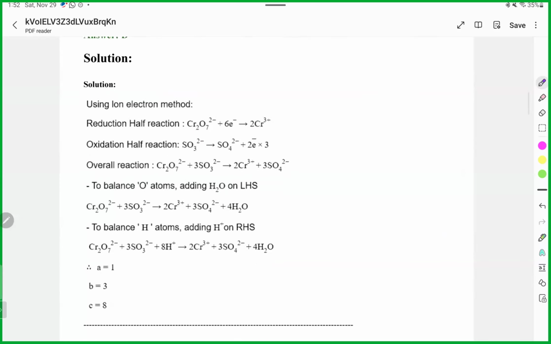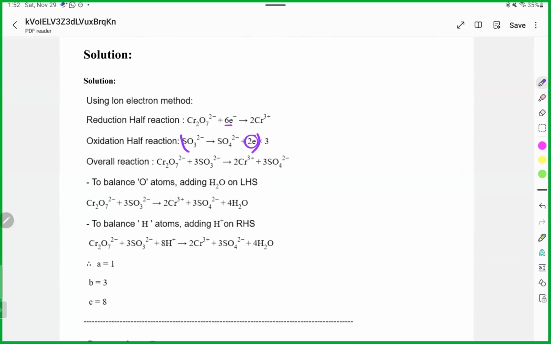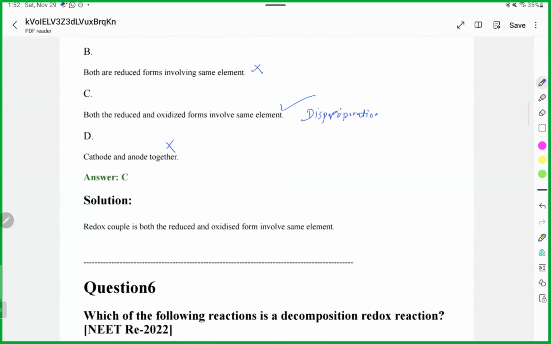Okay, they did it the same way. Here this is gaining 6 electrons but it is losing only 2. How to balance it? Multiply this whole thing with 3. Will you balance? Understood? This we are done with.